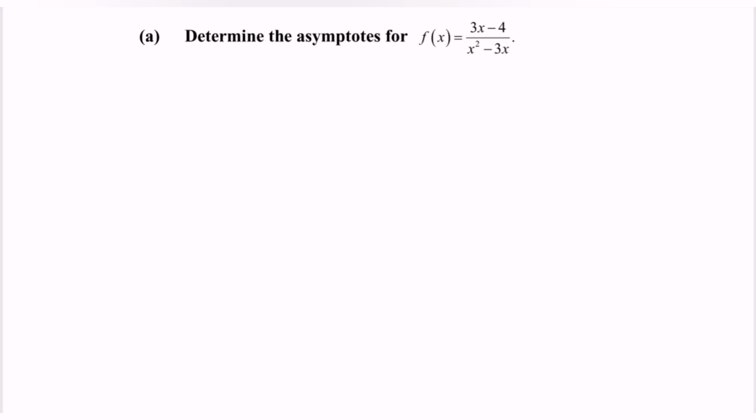In this video, I'm going to discuss the example for limit. Determine the asymptote for the function f(x) equals (3x - 4) over (x squared - 3x).